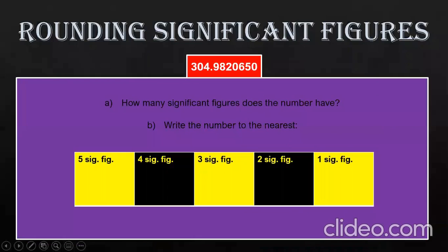I have some more questions for you. In these questions, you're going to first state how many significant figures the number has, and then write this number to 5, 4, 3, 2, and 1 significant figures. Watch part 3 to see if you got your answers correct, and that's where we're also going to be talking about standard form.